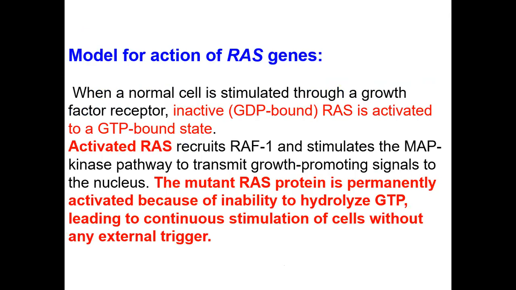Mode of action of the RAS gene: when a normal cell is stimulated through a growth factor receptor, the inactive form, GDP-bound RAS, is activated to the GTP-bound state. Activated RAS recruits RAF1 and stimulates the MAP kinase pathway to transmit growth-promoting signals to the nucleus. The mutant RAS protein is permanently activated because of its inability to hydrolyze GTP, leading to continuous stimulation of the cell without an external trigger.